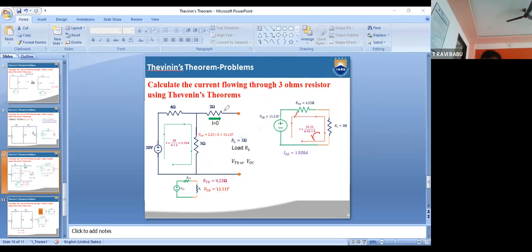So after calculating the VTH, you have to connect this VTH to RTH in series connection.